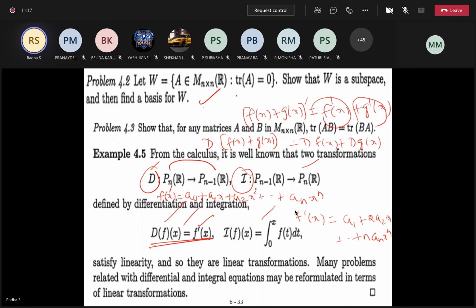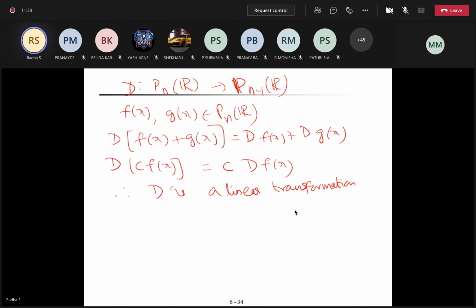First property is satisfied. So what should be the second property? D of c times f of x. What is d of c times f of x? C into f of x the whole dash means c you can take outside. C is a constant, right? It is c into f dash of x, c into d of f of x. That's the thing I've written here, see? So therefore D is a linear transformation.